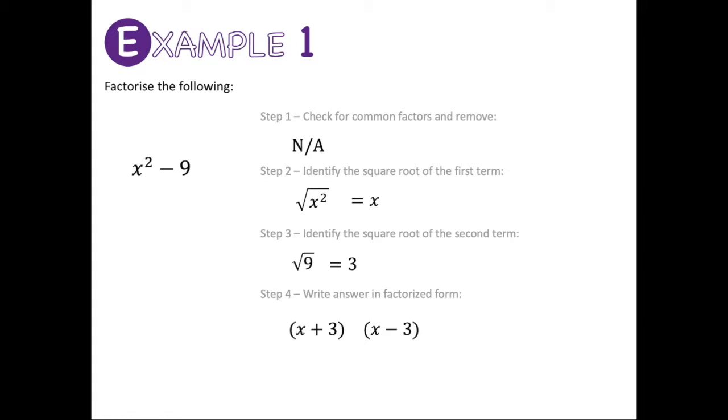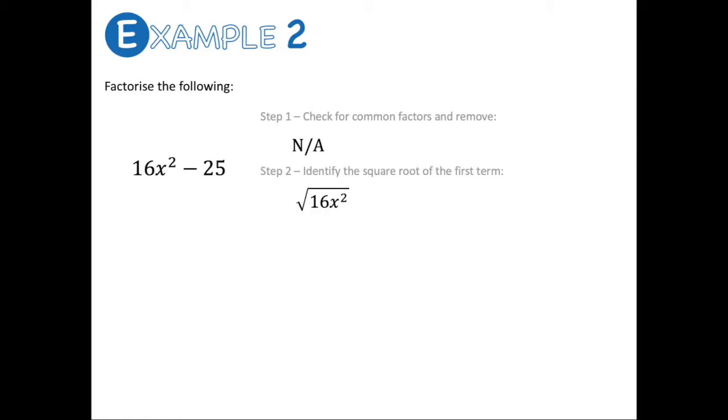So having a look at our second example, this time we want to factorize 16x squared minus 25. So looking for any common factors to remove, I don't have any common factors between 16 and 25. So I can move ahead and identify the square root of my first term. So the square root of 16x squared. The square root of 16 is 4, square root of x squared is x. So the square root of 16x squared is equal to 4x.